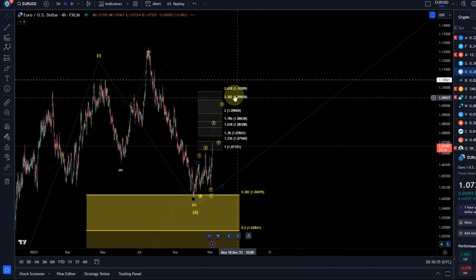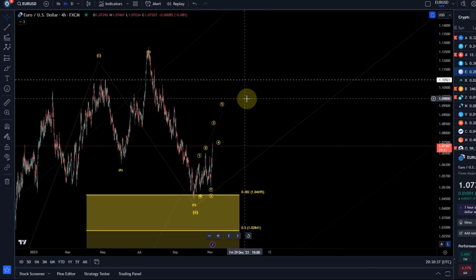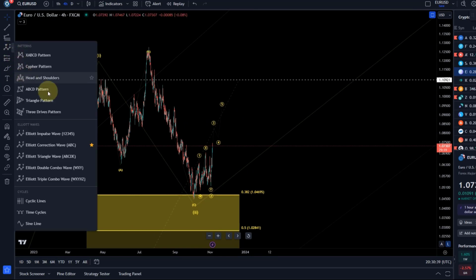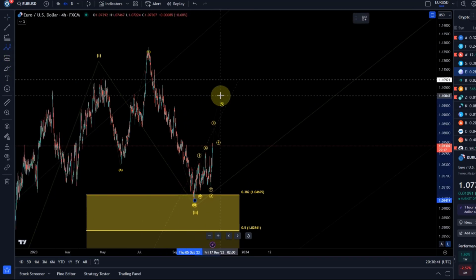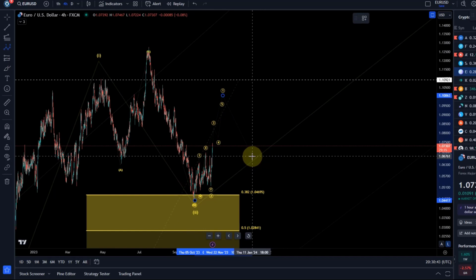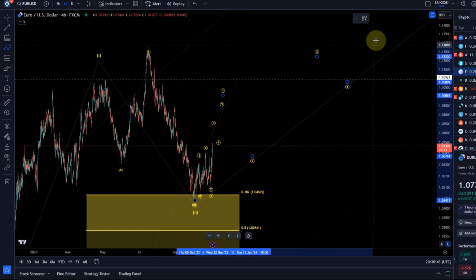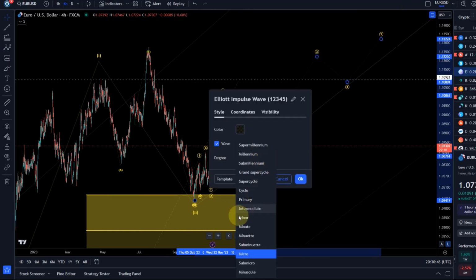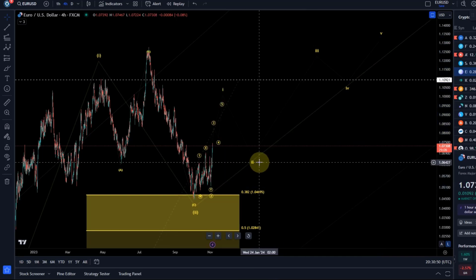Let's zoom in a bit. Basically, these 5 waves would again complete a larger degree wave 1. We should see a wave 2 afterwards, and that's how it would then subdivide higher going forward. That's my update about EURUSD.